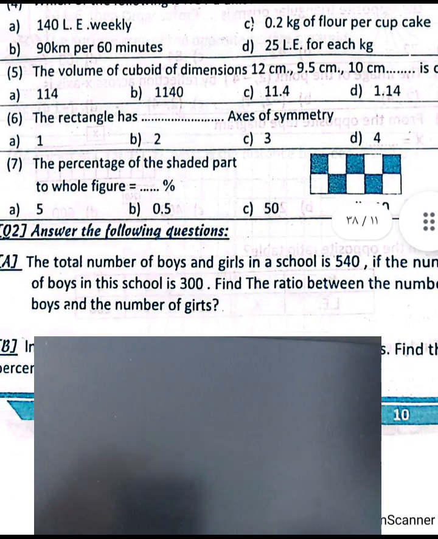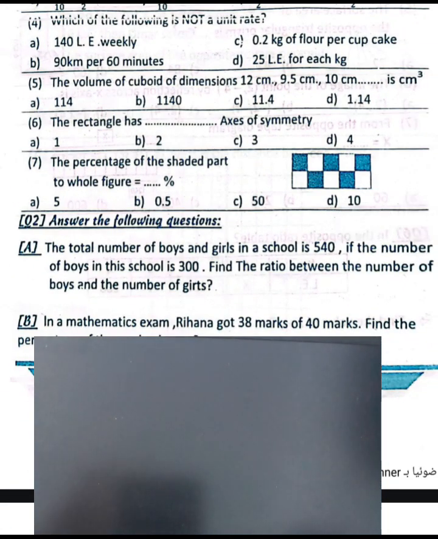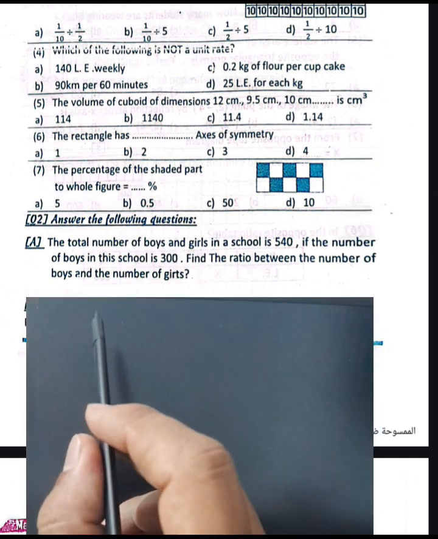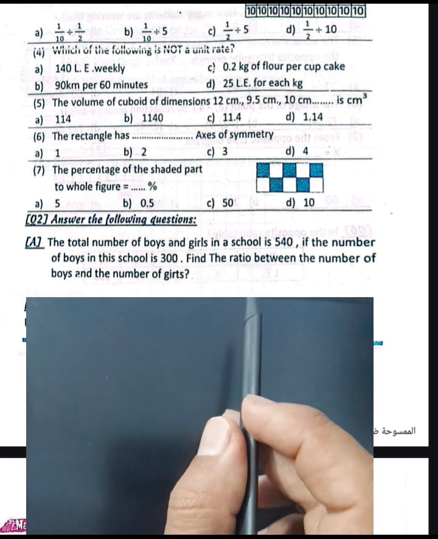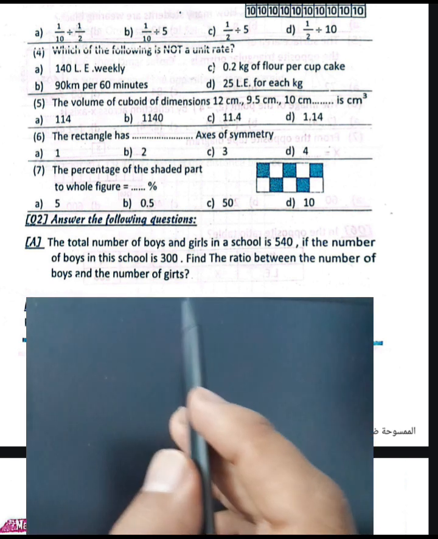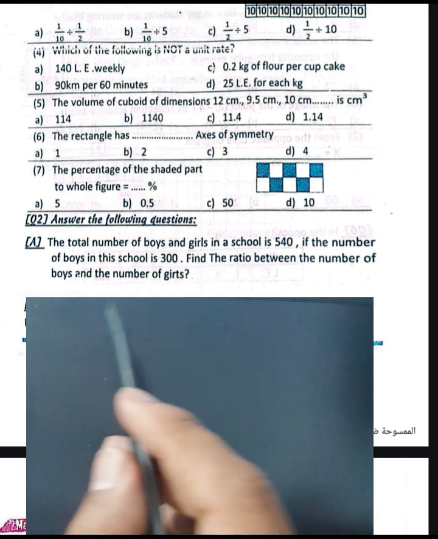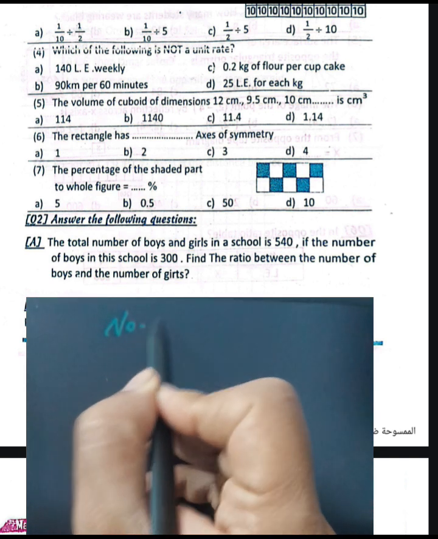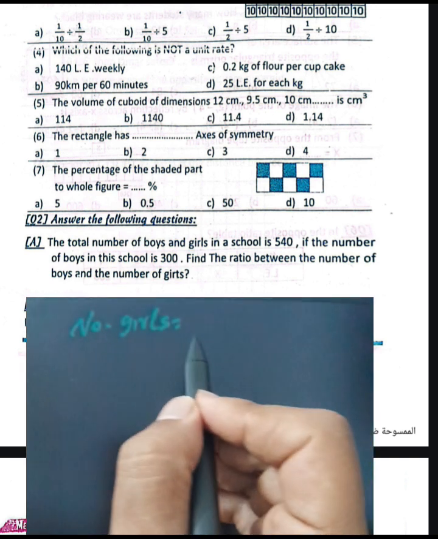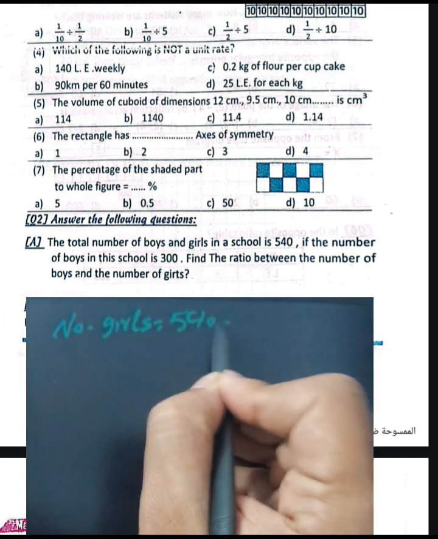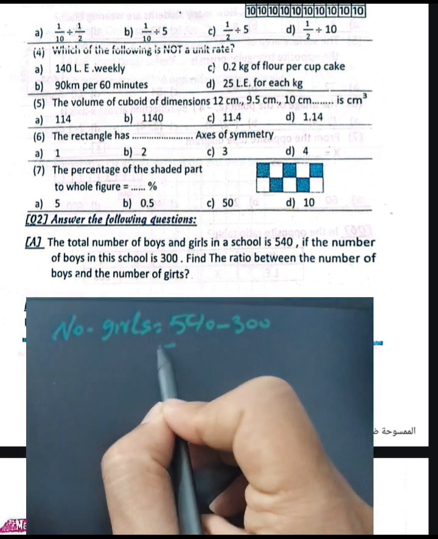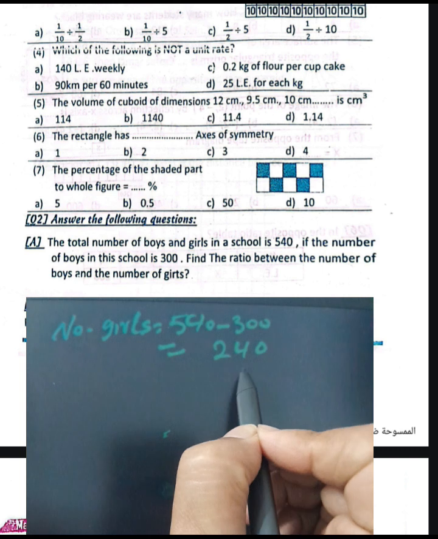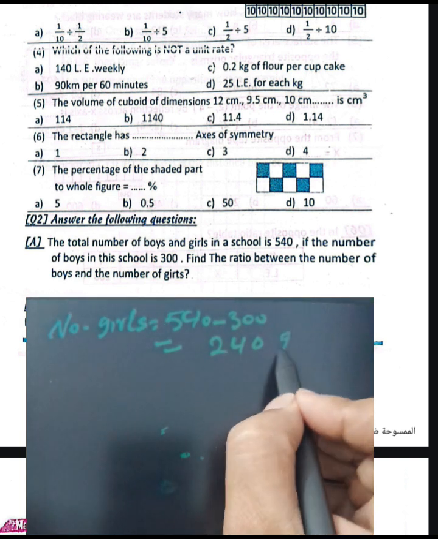Question number 2. Answer the following questions. Letter A. The total number of boys and girls in a school is 540. If the number of boys in this school is 300, find the ratio between the number of boys and the number of girls. First step, we must find the number of girls. Find the difference between the two numbers. The total number was 540 and the number of boys was 300. We can find the difference between them. 0 minus 0 equals 0, 4 minus 0 equals 4, and 5 minus 3 equals 2. Then we have 240 girls.